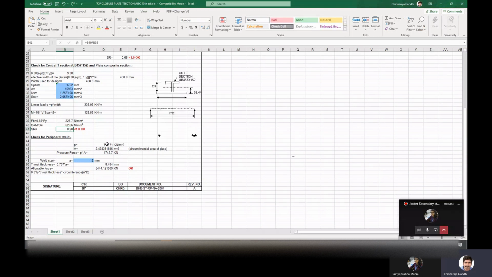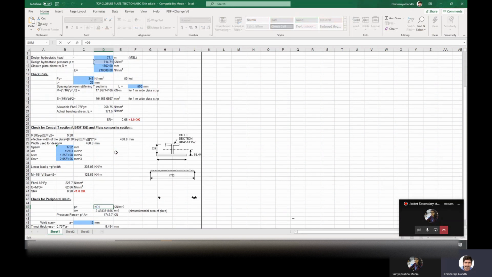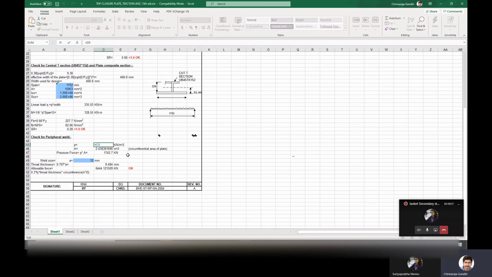So we know that this pressure is 74.71. This is the pressure that we calculated from the water head. This is the area, the circumferential area of the plate, the full area of the weld. For the pressure, the force equals pressure into this area, so the meter square will get cancelled and we get only the load in kilonewton. So this is the load we got now.